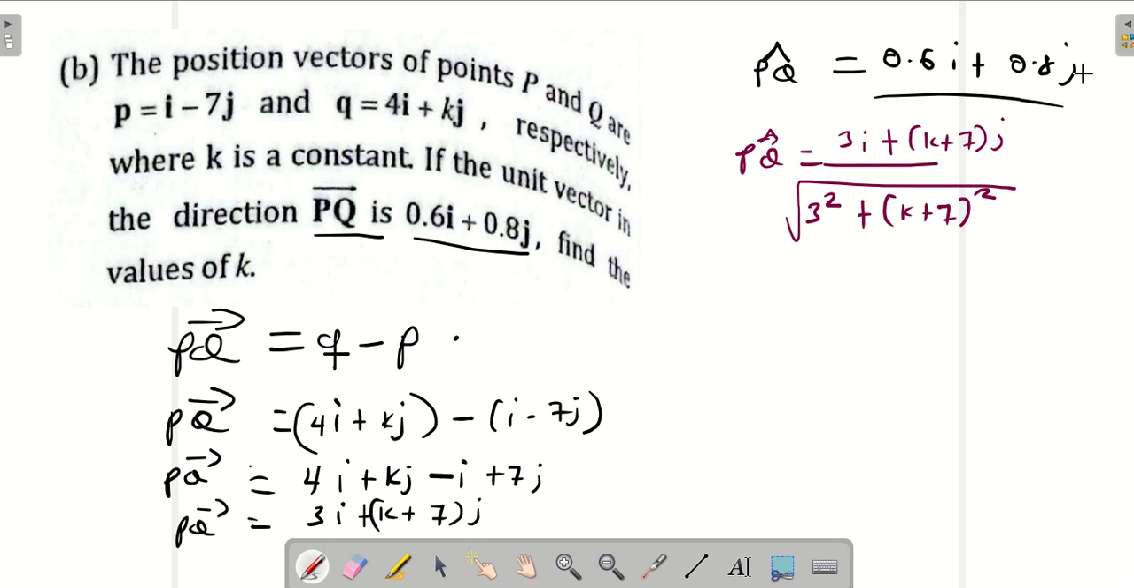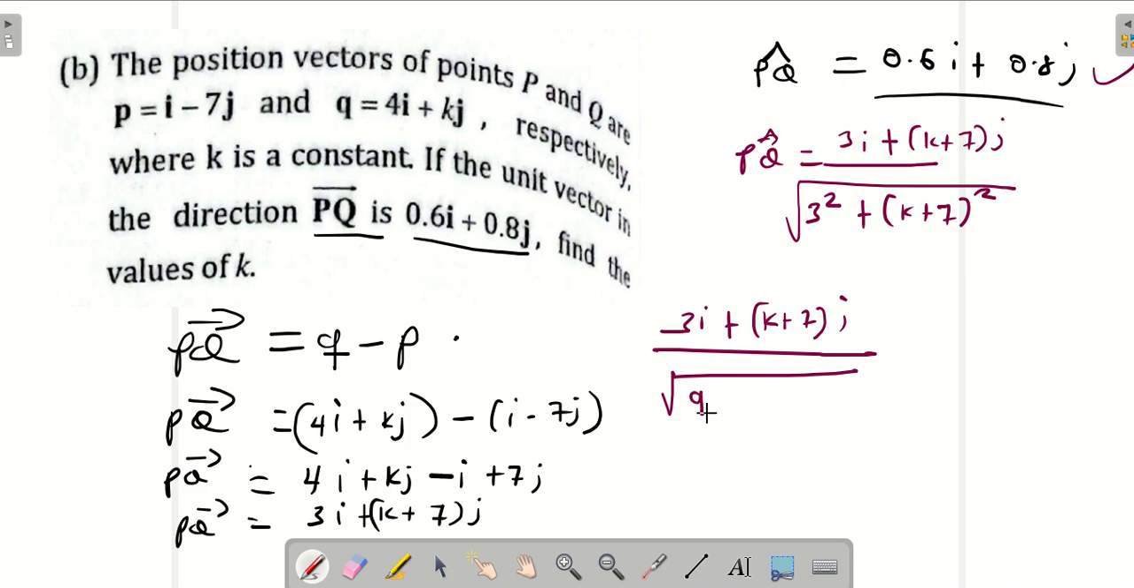But remember that the unit vector has been given, so we need to equate the two. So we have 3i plus (K plus 7)j all over. Let's solve this part. We have root of 3 squared plus K squared plus 14K plus 49. Is that right? And this is the same as 0.6i plus 0.8j.